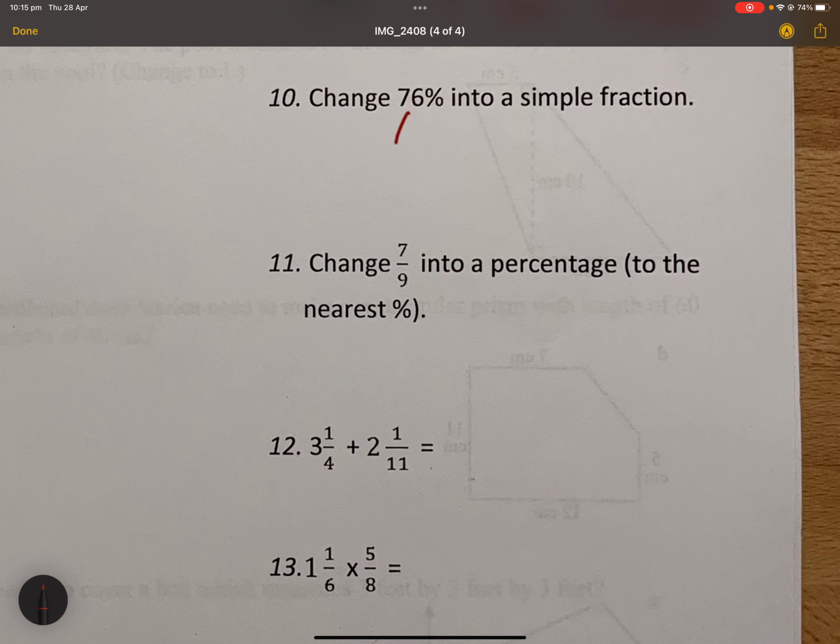Change 76% into a simple fraction. So let's turn it into a normal fraction. It'll be 76 over 100. Simplify it and get the answer for the simple fraction.